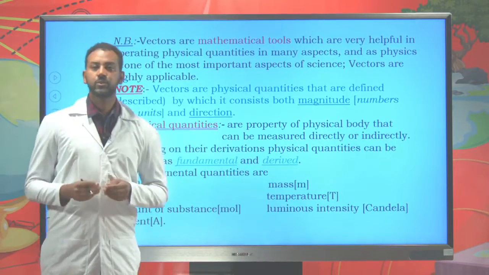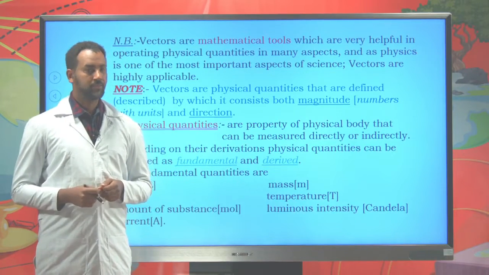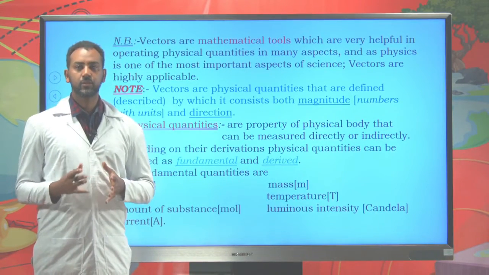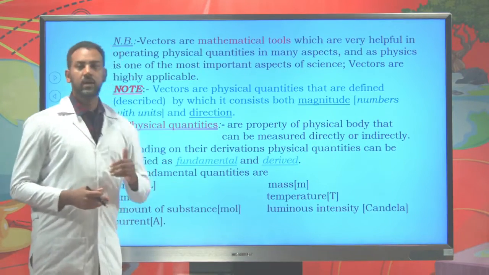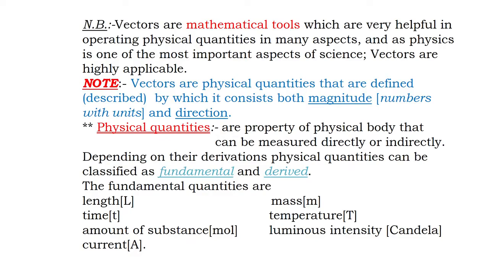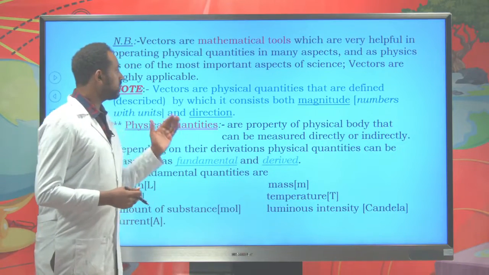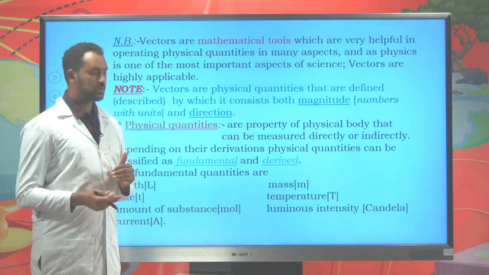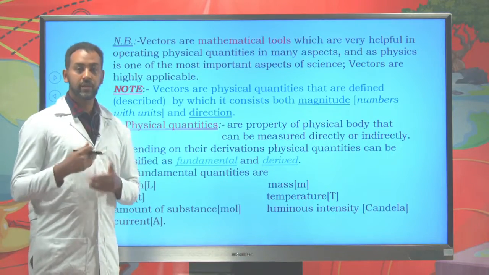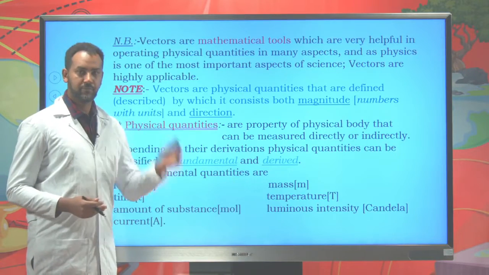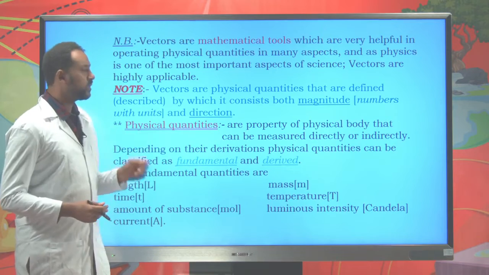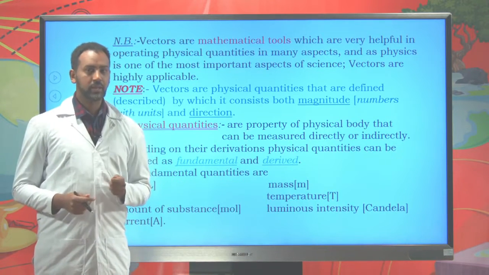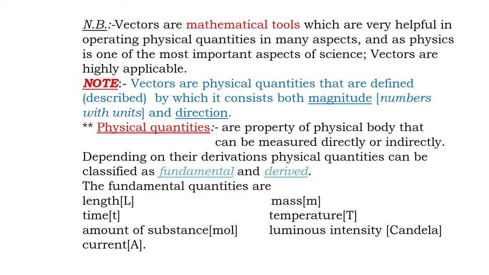Vectors are mathematical tools which are very helpful in physics, especially when we are discussing different quantities. Physical quantities are anything which are measurable directly or indirectly. Therefore, it's possible to classify physical quantities into two. The first, according to their derivation, is fundamental and derived. The other, depending on the direction content, is vector and scalar.